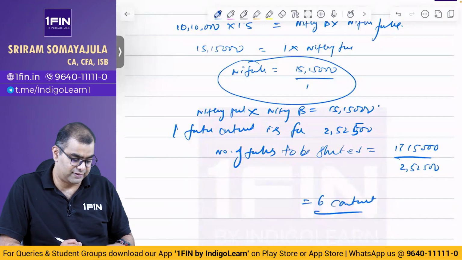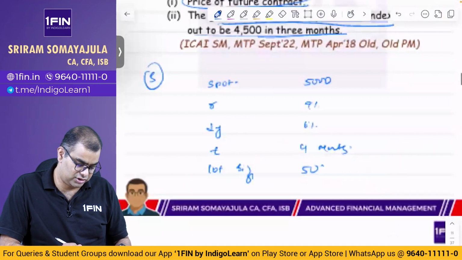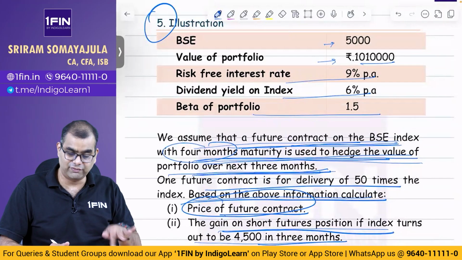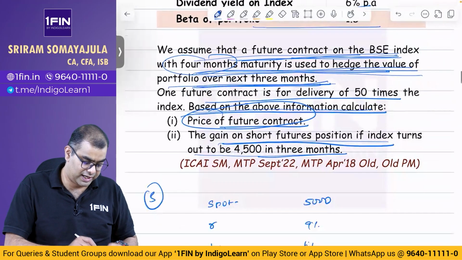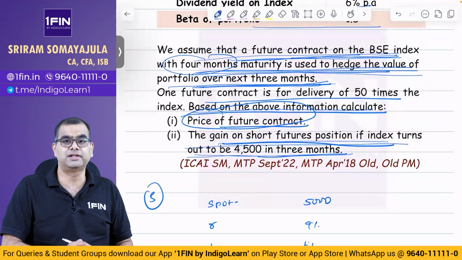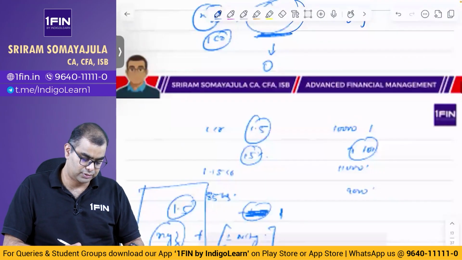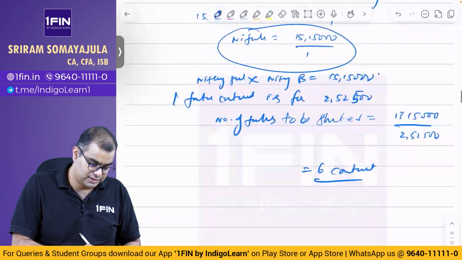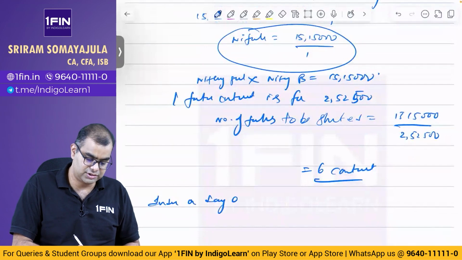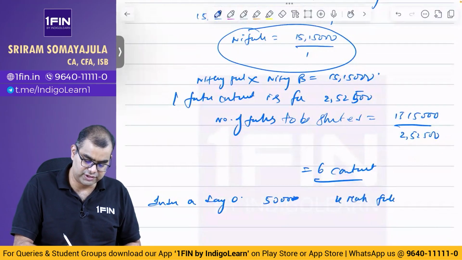So what was the question he asked? Did he even ask the number of contracts? He did not ask that either. Assume a future contract on BSE with 4 month maturity is used to hedge the value of the portfolio in 3 months. Fine, and we found out that 6 contracts have to be shorted. What is the question? The gain on short futures position if the index turns out to be 4,500 in 3 months. So what is the index value? Index on day 0 is 5,000. 4 month futures is equal to 5,050.